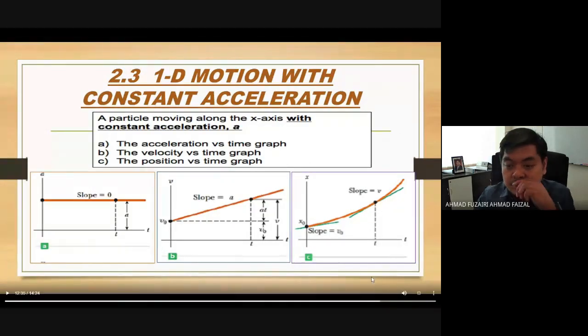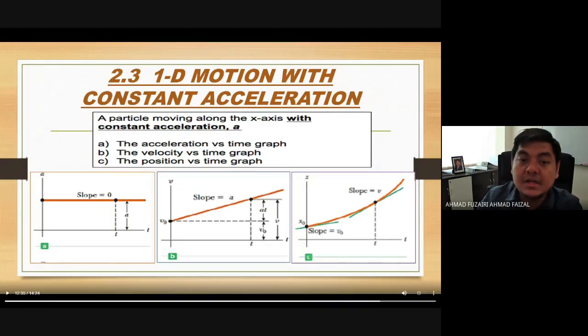Okay, so this is the 1D motion of constant acceleration. A particle moving along an axis with a constant acceleration, so we can state its motion in terms of the slopes. This slope is equivalent to A, and this slope is equivalent to V, because this is x versus time. dv per dt equals A, dx per dt equals V.